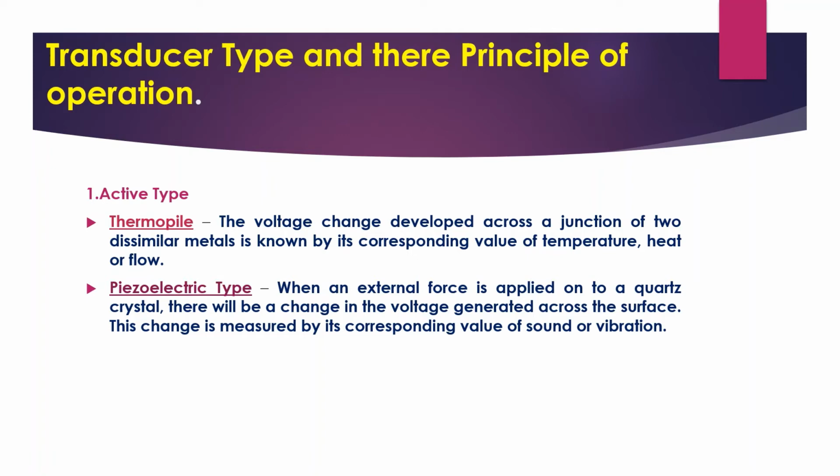X axis is called the electrical axis, Z-axis is called the optical axis and Y-axis is called the mechanical axis. So when you apply pressure or force on the mechanical axis, electrical charge will be produced on the X-axis. That means they will produce the charge or the output by their own. Therefore they are classified as active transducer.